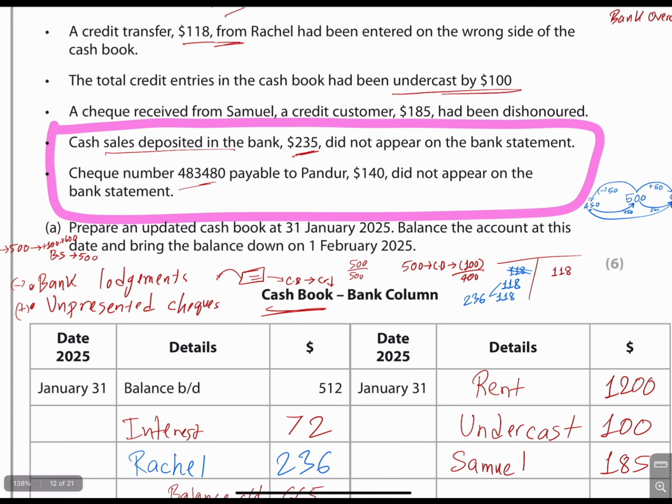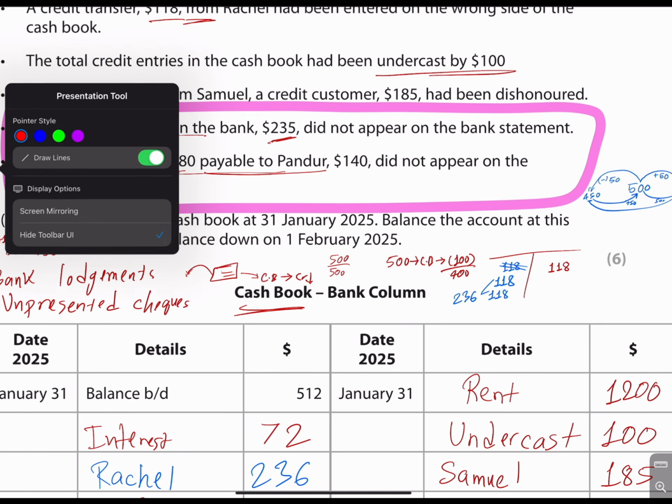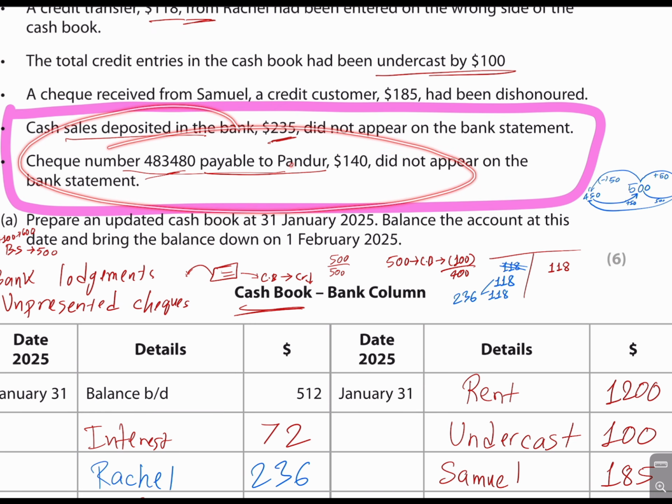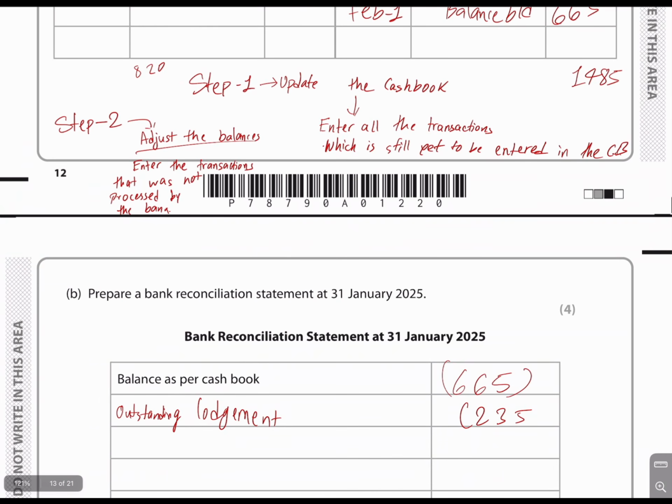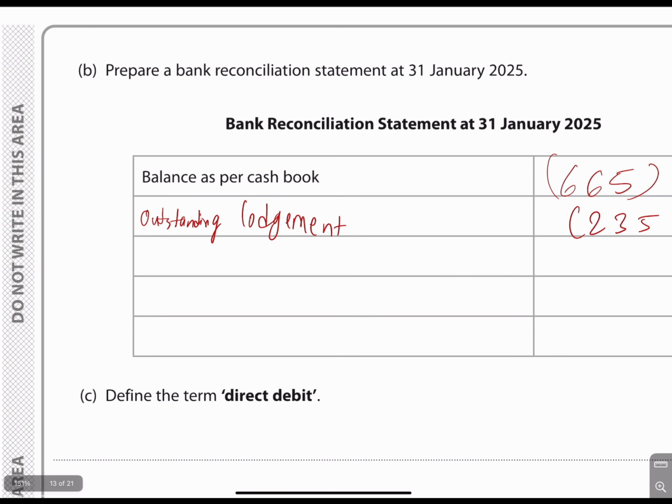And what's the next? Check number 483480 payable to Pandor, 140, did not appear on the bank statement. Now you have paid this amount to Pandor, 140, and it didn't appear on the bank statement. It means that Pandor still hasn't presented the check to the bank. As Pandor hasn't presented the check to the bank, it's still yet to be deducted from your bank balance, right? But you have deducted it from your cash book. So what do we do to reverse calculate? We just add it back.